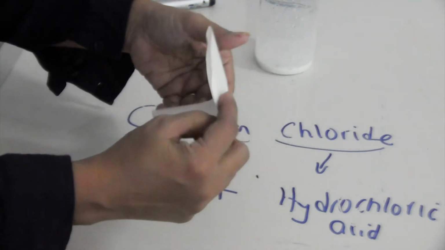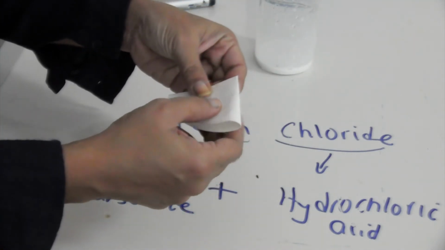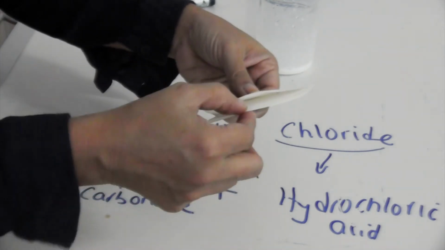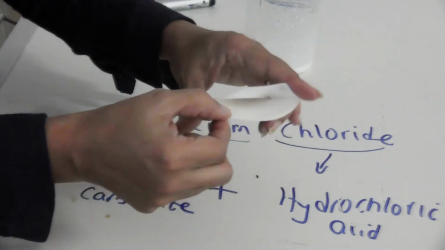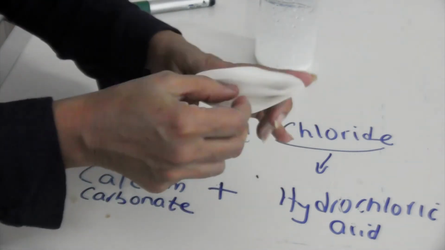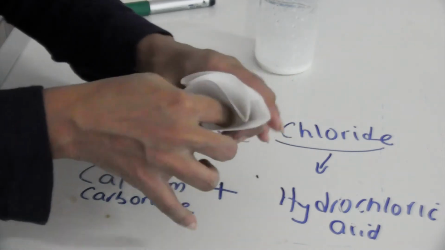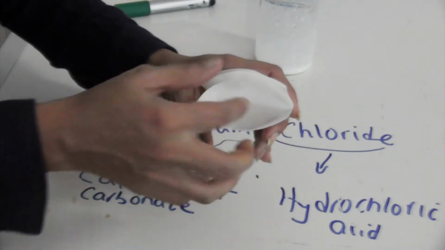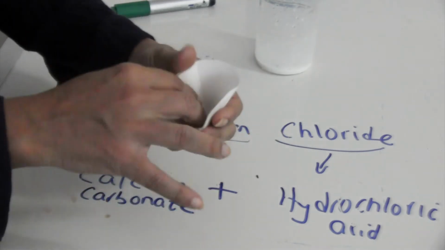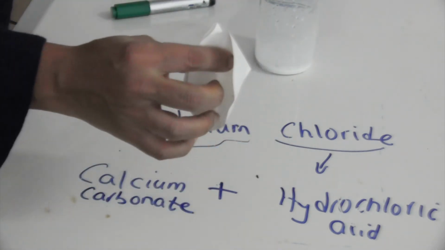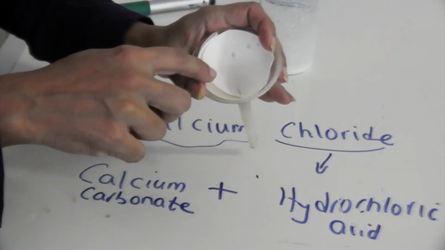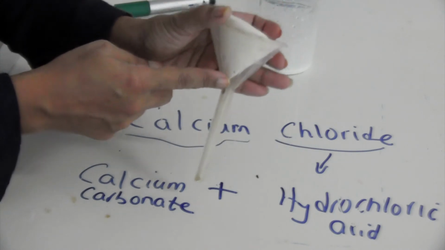I fold it again once more, and that makes a quarter circle. Now I just need to open it on one side. So you can do it two ways: you can open it on one side or on the other side as well. Let's say I open it this way, it doesn't matter really. Then I'm going to place it in a filter funnel. So that's my filter paper, that's my filter funnel.